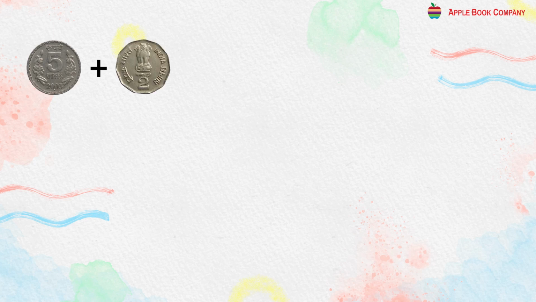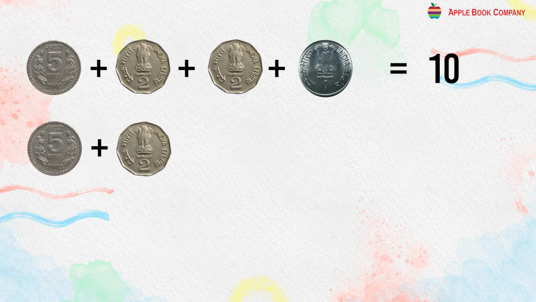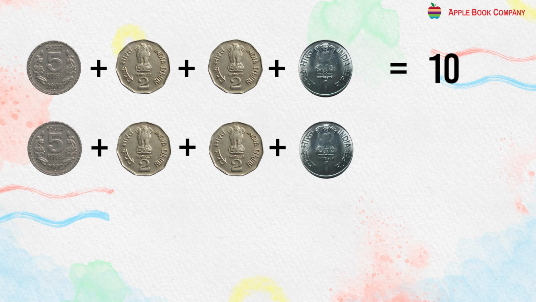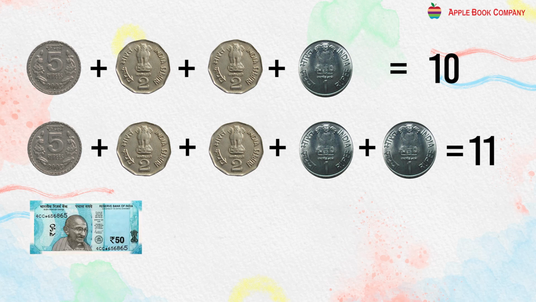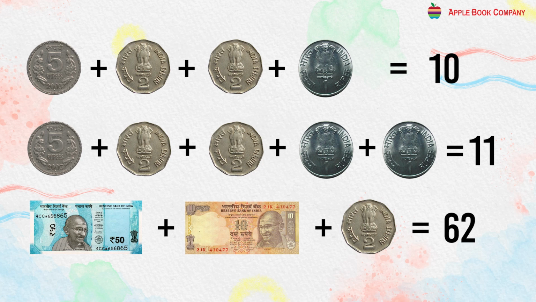So 5 plus 2 is 7 plus 2 is 9 plus 1 is 10. Then you have 5 plus 2 is 7. 7 plus 2 is 9. 9 plus 1 is 10. 10 plus 1 is 11. Then you have 50 rupees plus 10 rupees plus 2. So 50, 62. 62 rupees.